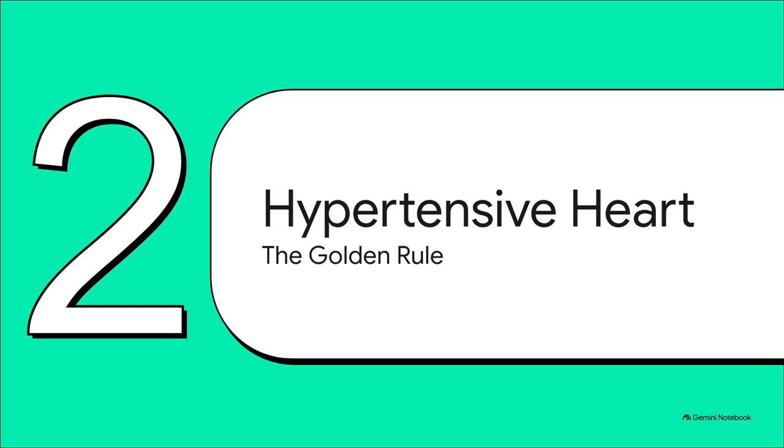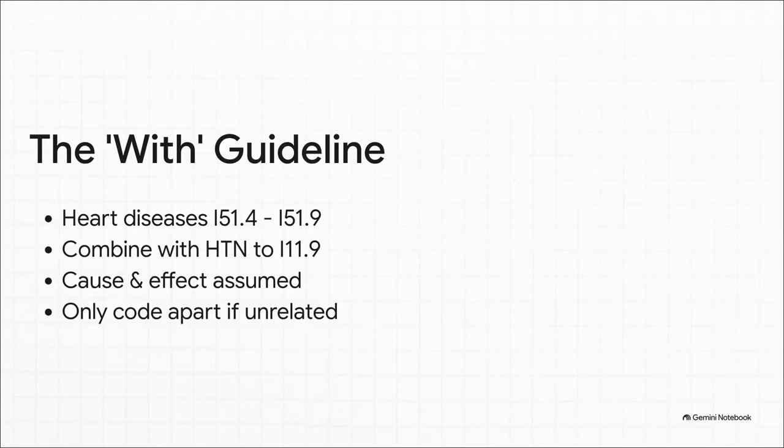Moving right along to Section 2, Hypertensive heart disease. Okay, let's look at the absolute golden rule here, the "with" guideline. Honestly, this is going to be your best friend when coding hypertensive heart disease. For specific heart conditions classified under the I51.4 to I51.9 range, we're talking things like left ventricular hypertrophy or myocardial degeneration, you must assume a cause and effect relationship with the hypertension.